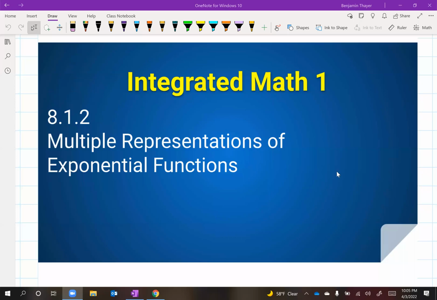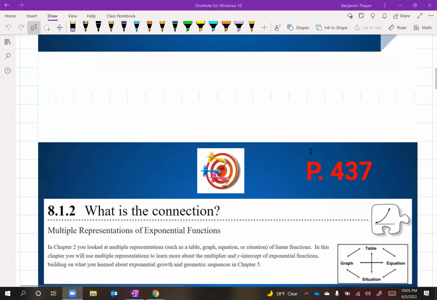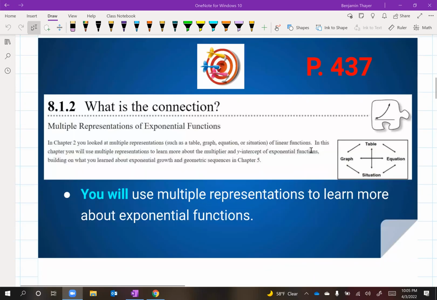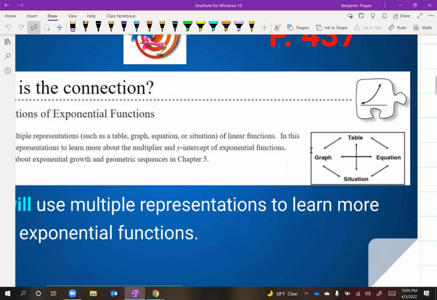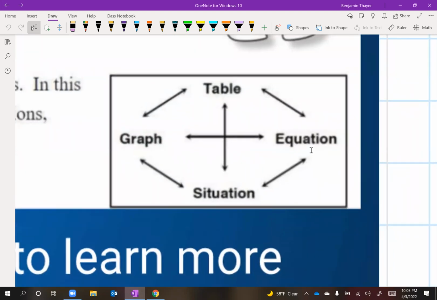Hello, students, and welcome to Integrated Math 1, Section 812, Multiple Representations of Exponential Functions. We'll be in the book on page 437, and I just want to zoom in on this diagram right here. That's worthwhile taking down in your notebooks.